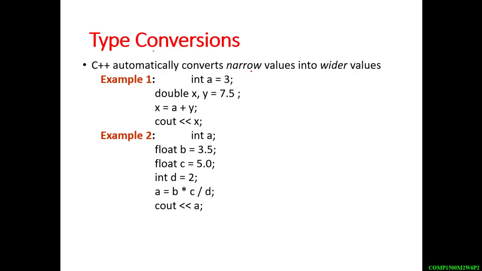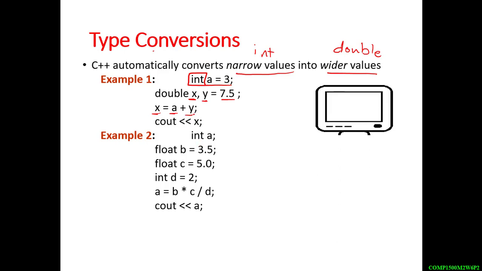C++ automatically converts narrow values into wider values. In terms of narrow values, just keep in mind an integer is a narrow value and a double is a wider value. For instance, if I say a is equal to 3, where a is an integer, and double y is equal to 7.5, then I say x is equal to a plus y, then cout x. I will get x as 10.5 because it is the addition of an integer with a double. So 3 plus 7.5 equals 10.5. This is an integer, this is a double, and the answer is also a double.